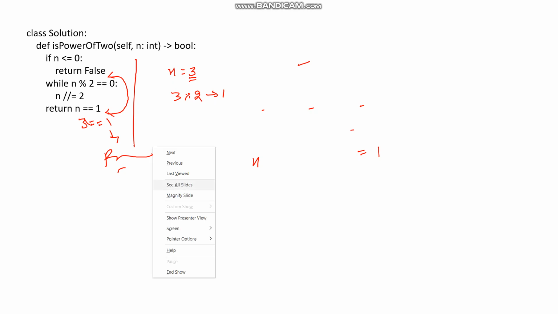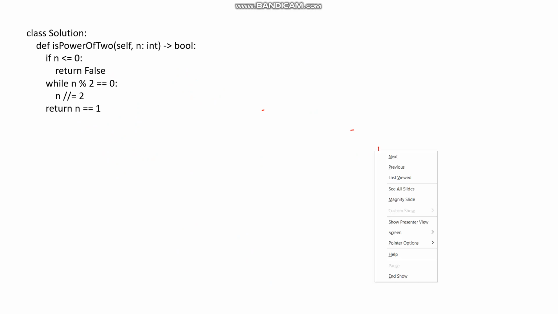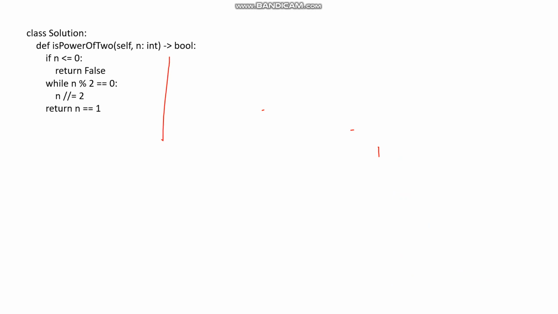Okay, I will give one more example. Assume here I give the n value as 11, and I want to check whether 11 is a power of 2 or not. 11 is less than or equal to 0. The condition is false. While n mod 2: 11 mod 2. What is the value of 11 mod 2? It is 1. 1 equals 0, false.